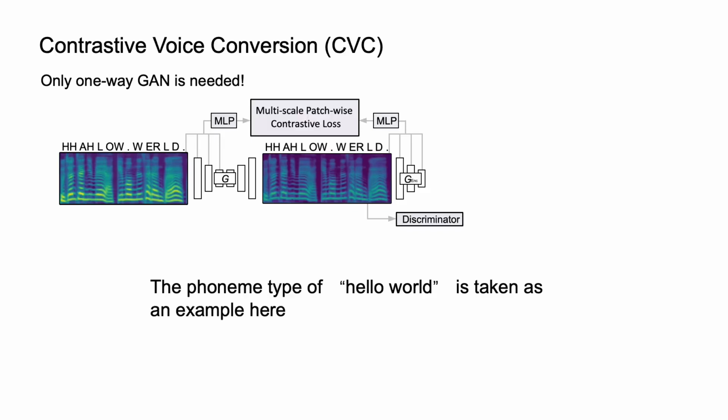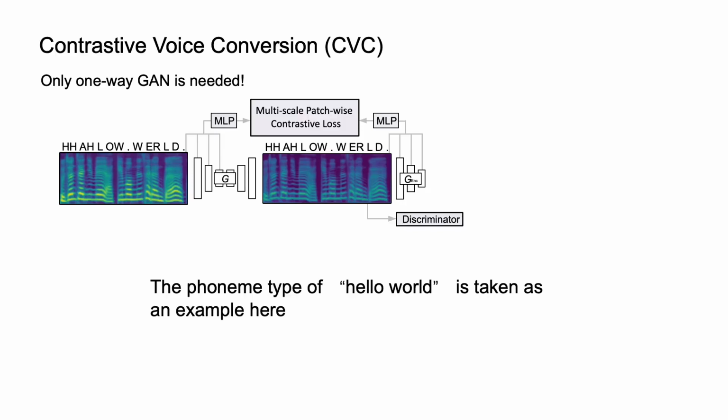Specifically, given an input utterance with "Hello World," we first input the MEL spectrogram of it to the generator of a GAN, and the generated MEL spectrogram will be obtained. Then we input the generated MEL spectrogram to the encoder of the generator. Notably, this encoder shares the weights of the generator just mentioned. After that, 2 MLP layers are employed and compute a multi-scale patchwise contrastive loss.